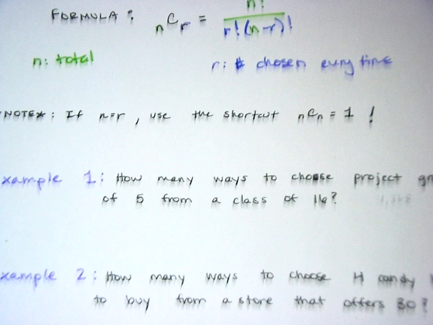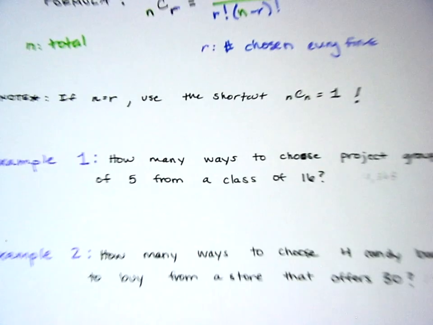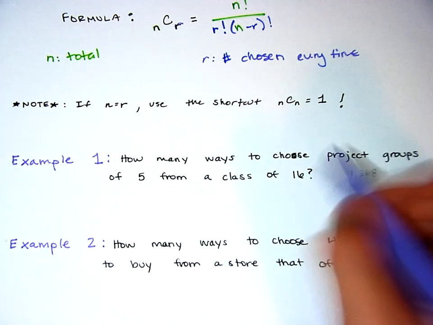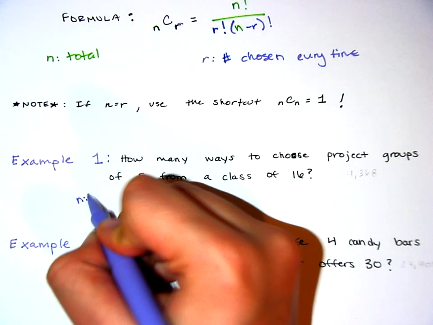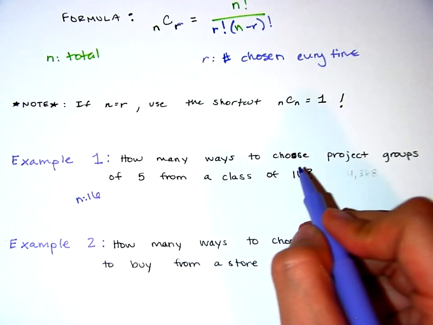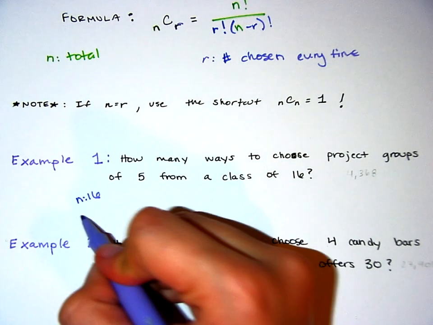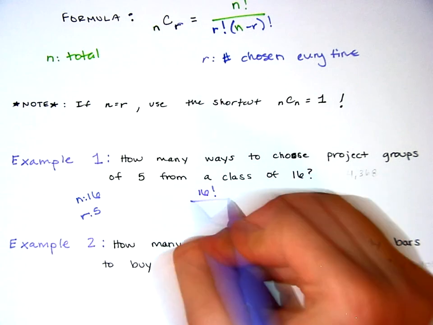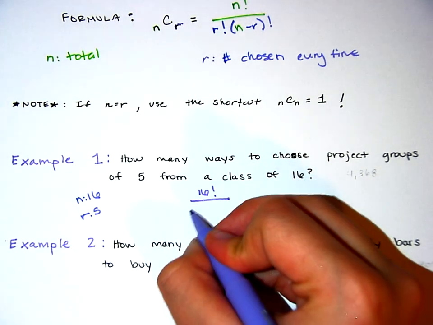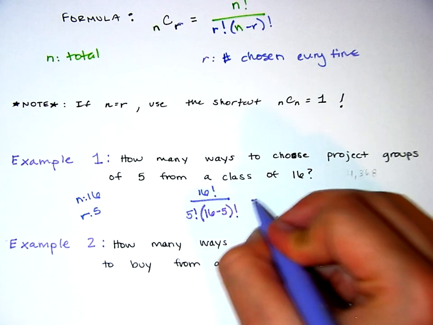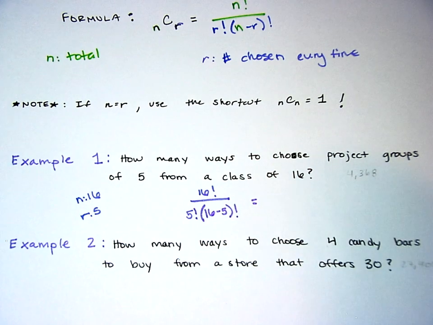Okay, so let's get into some examples. Our first one: how many ways to choose project groups of 5 from a class of 16? So our total to pick from is 16, but we're only choosing 5 every time. We want to know how many ways I could pick a group of 5 from this many people. So my r is 5. So if I want to write this formula, this is 16 factorial all over 5 factorial times 16 minus 5 factorial.